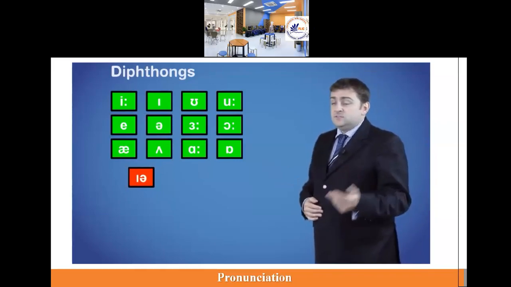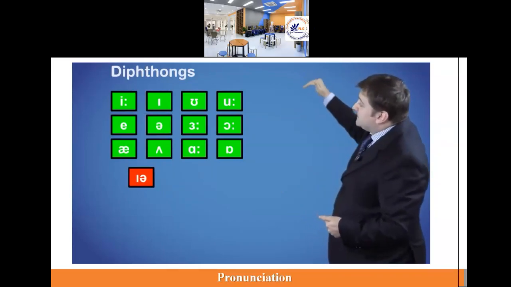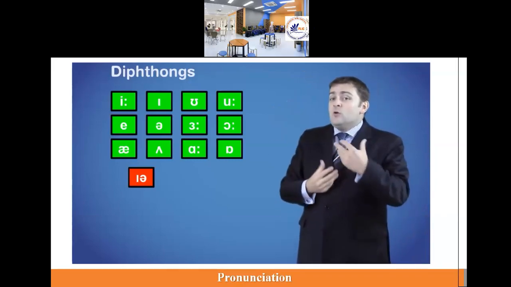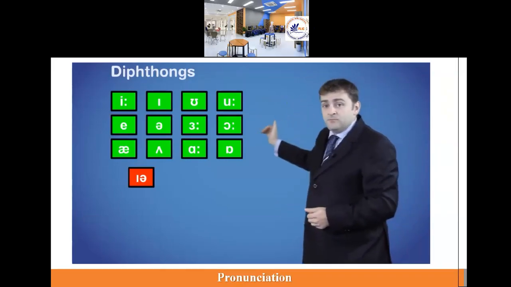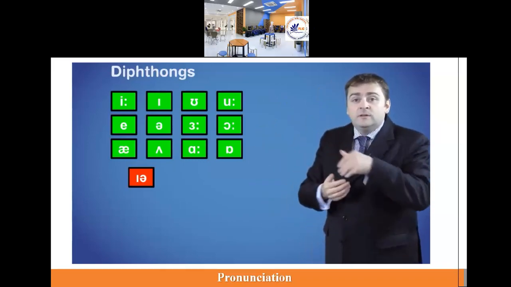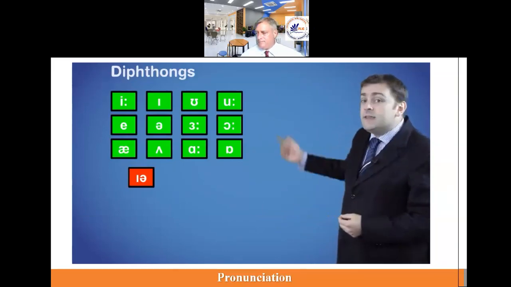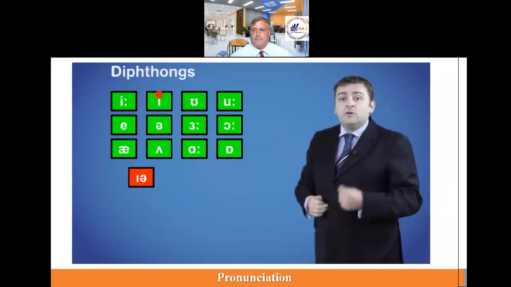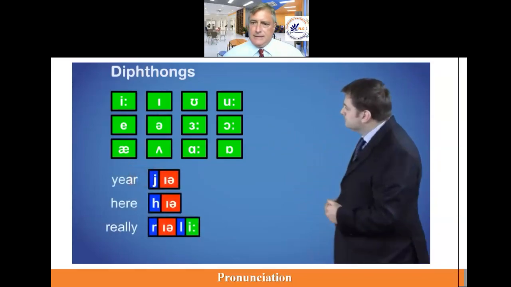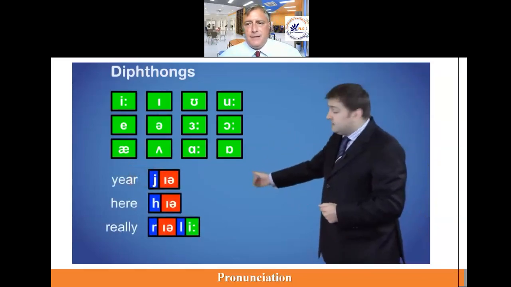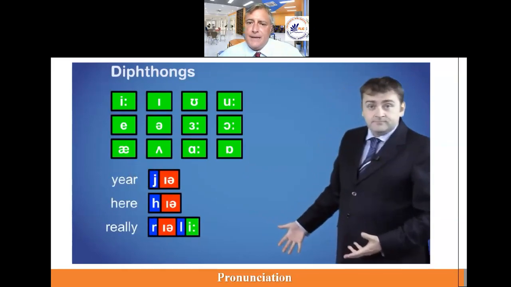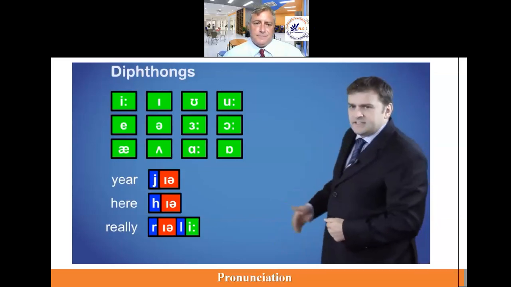The main physical difference between the sounds on the top row and the sounds on the second row is that your mouth should be a little more open for the second row sounds. So as you say ear, your mouth should open a little bit, starting on the I and finishing on the U, ear. As in the words year, here, and really.